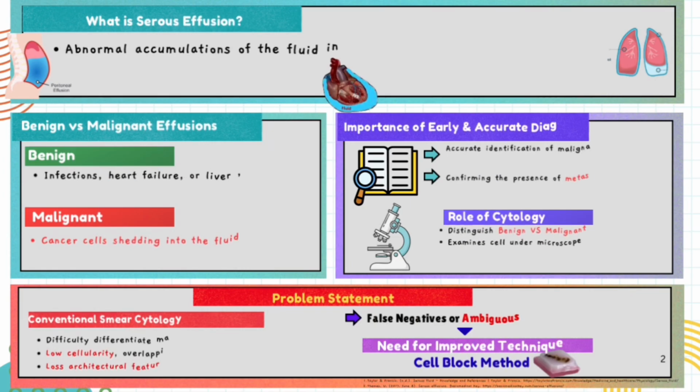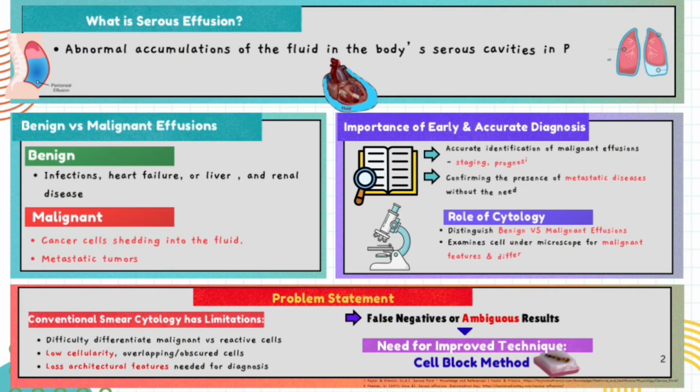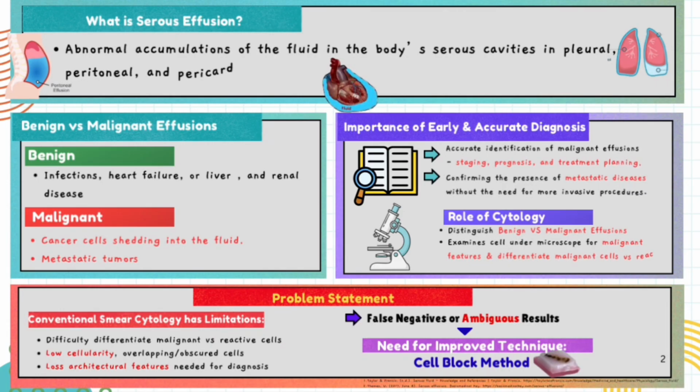Serous effusions are abnormal accumulations of fluid in the pleural, peritoneal, or pericardial cavities. These effusions may arise from a wide range of conditions, including benign inflammatory diseases and malignant tumors, because this fluid often contains exfoliated cells. Cytological examination plays an important role in identifying the underlying causes.